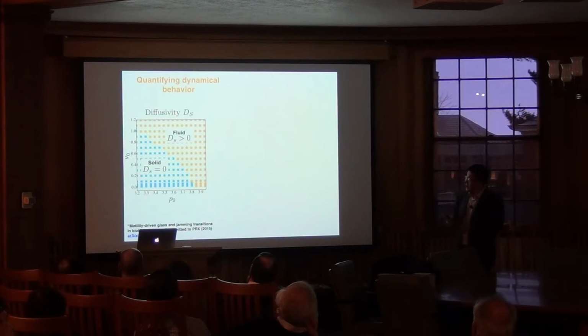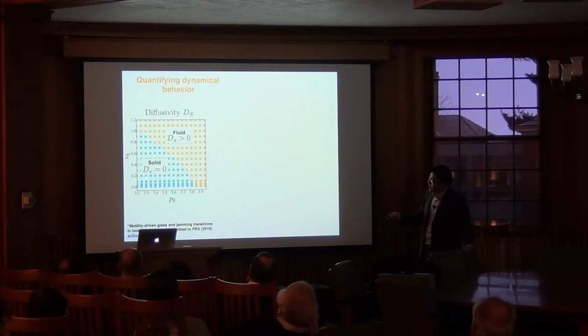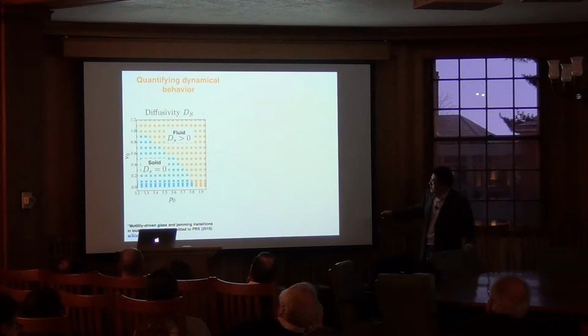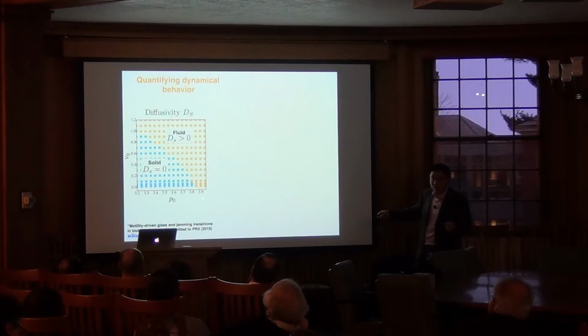Characterizing with these dynamical measures, the self-diffusivity, you can break the phase diagram in terms of V0 and P0 into two phases: one is the fluid and one is the solid. And interestingly, there's a line of glass transition that originates from where the rigidity transition was. Okay?